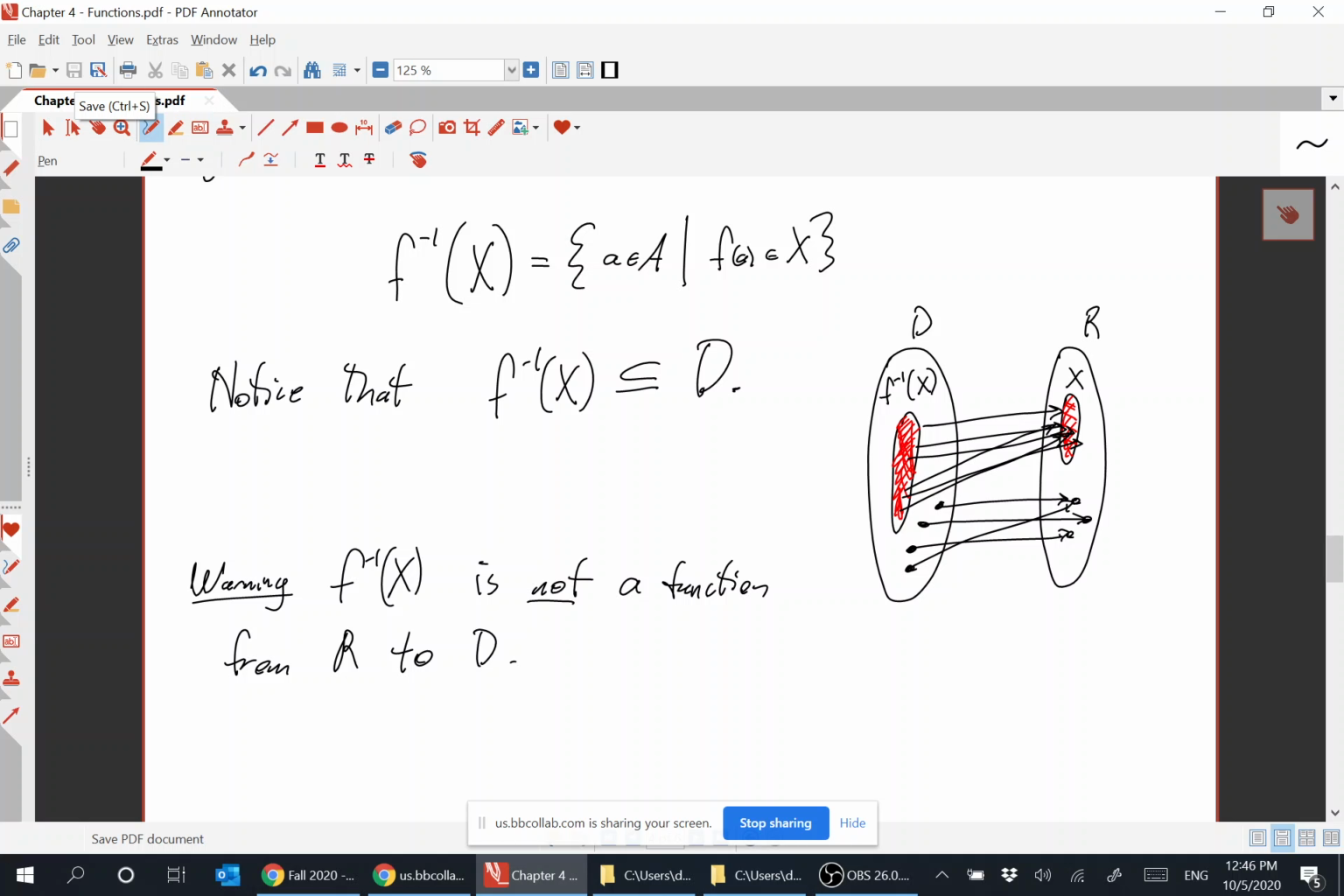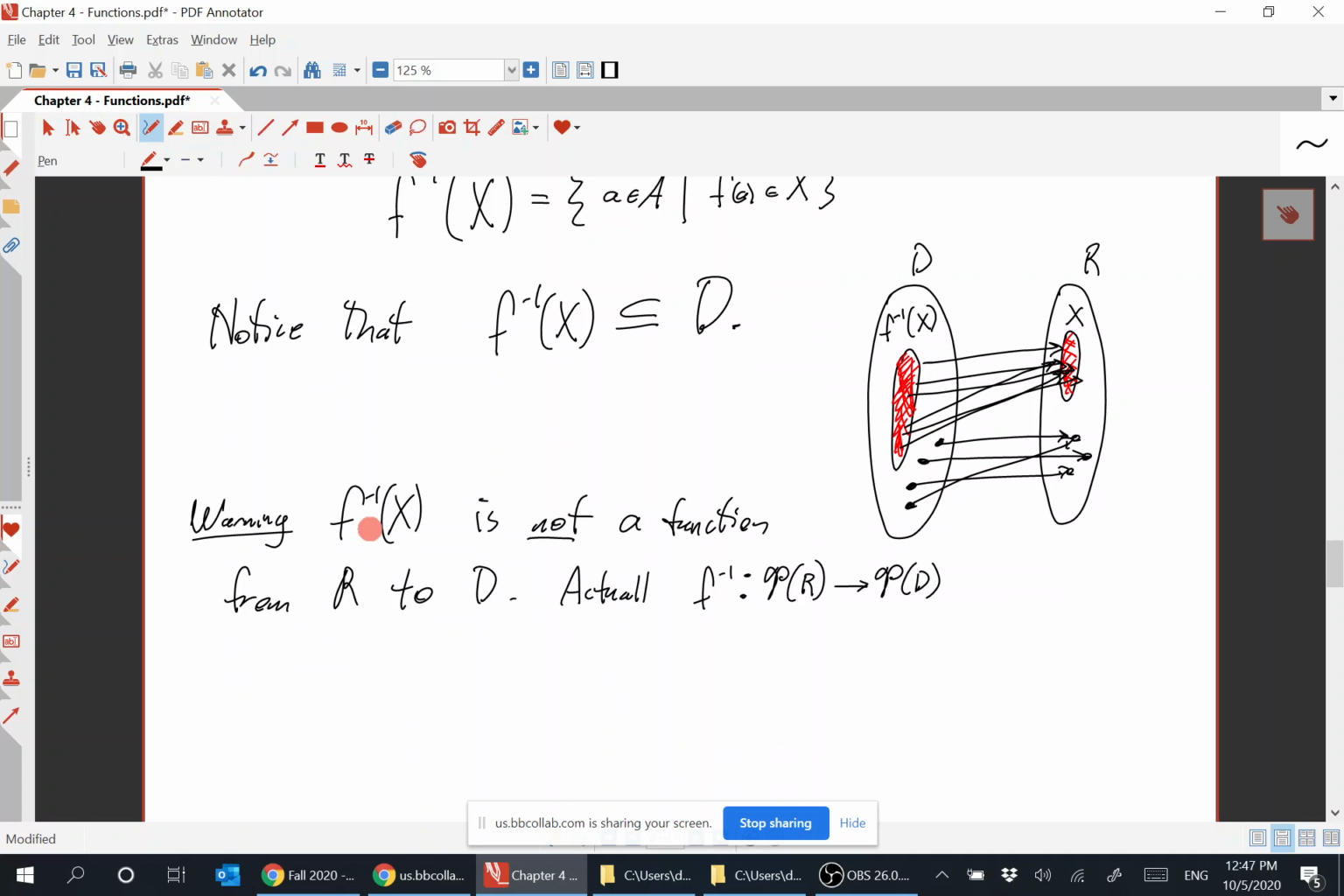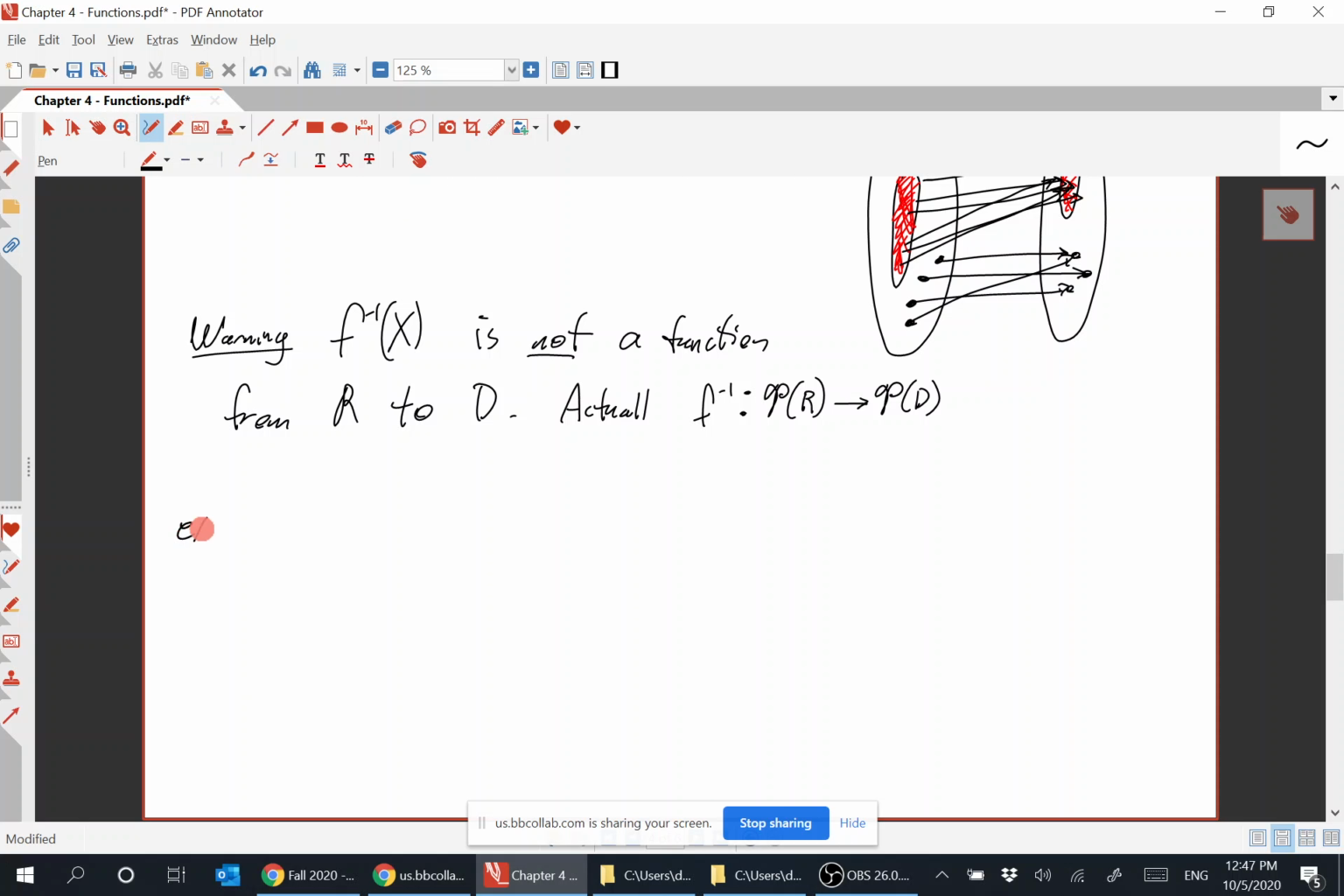Yeah. So what is that? It's a function from the power set of the range to the power set of the domain. All right, you take a subset of the range, and it gives you back a subset of the domain, which could be empty, by the way. So, for example, don't think of it as an inverse function. Well, let me not write that down.